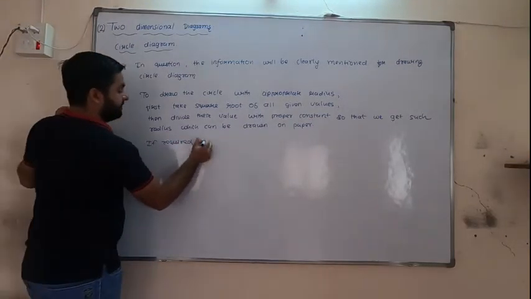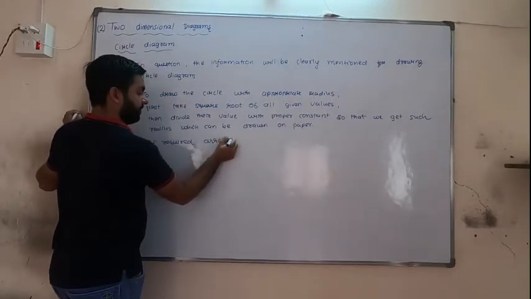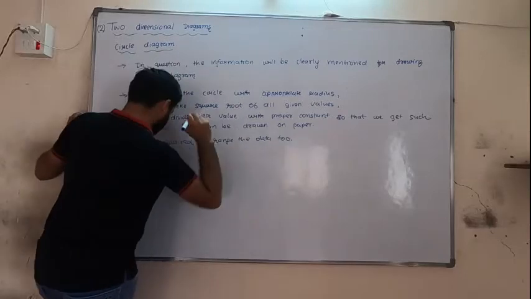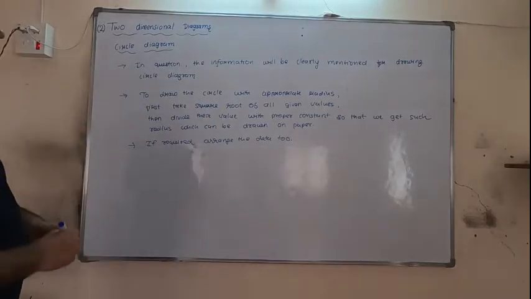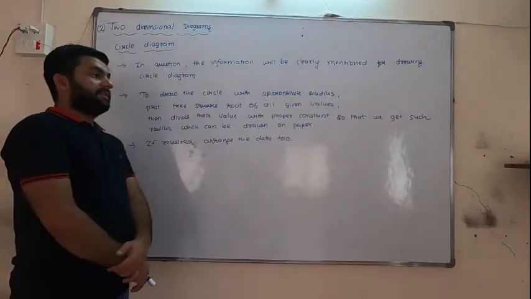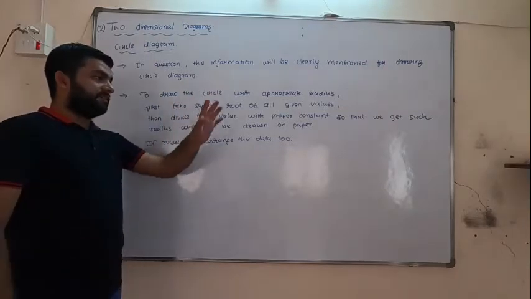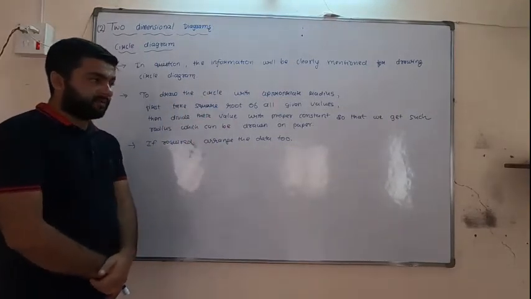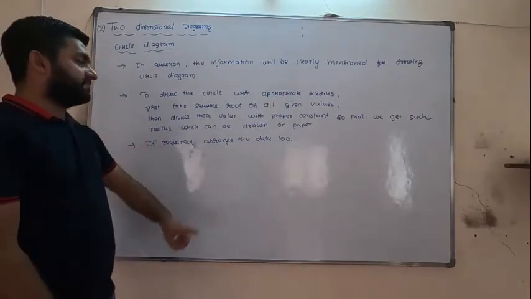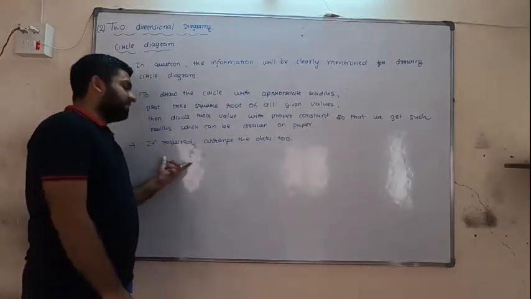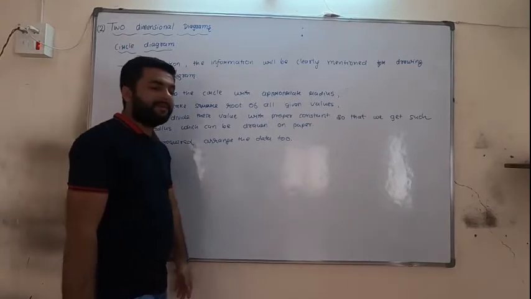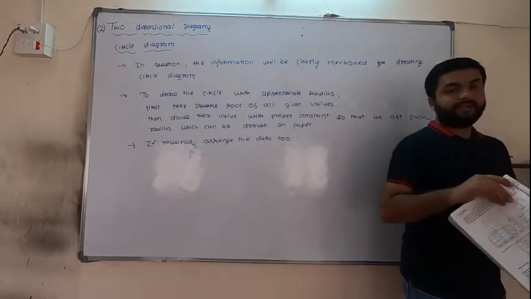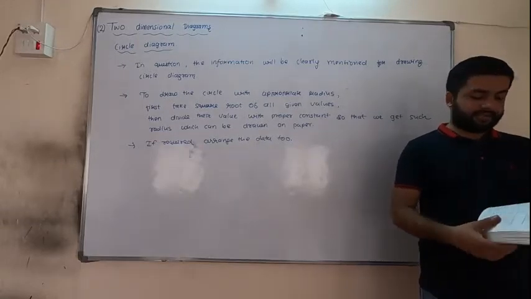If required, arrange the data to draw the circle with appropriate radius. First take the square root of all given values, then divide these values with a proper constant so that we get a radius which we can draw on paper. Now if required, arrange the data. If it is timely data, then no requirement. Okay, you may write this thing and we will go for circle diagram.